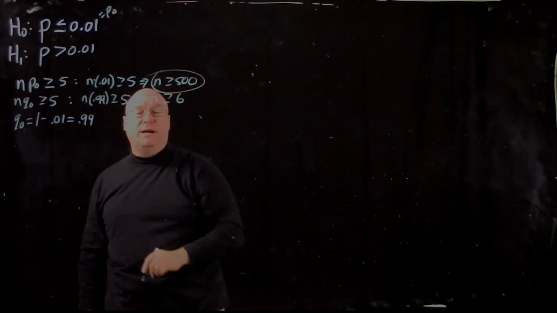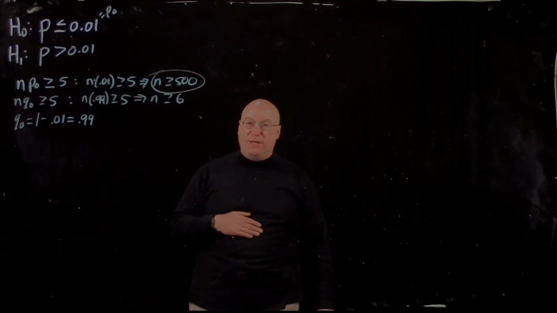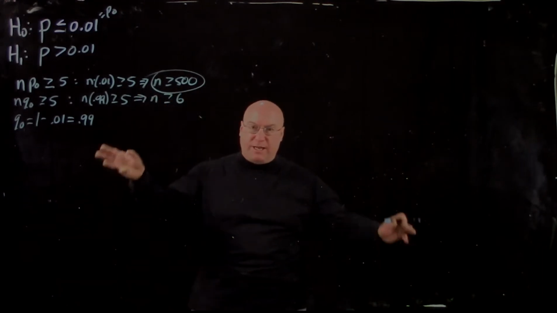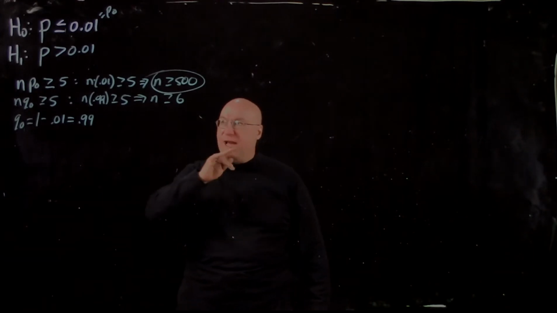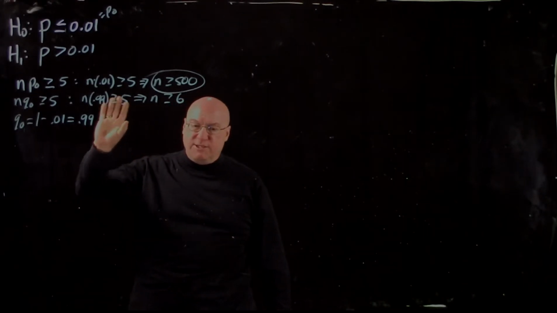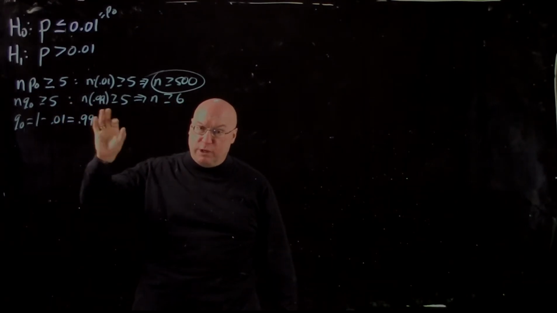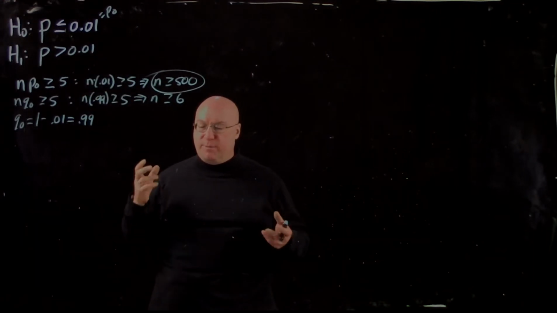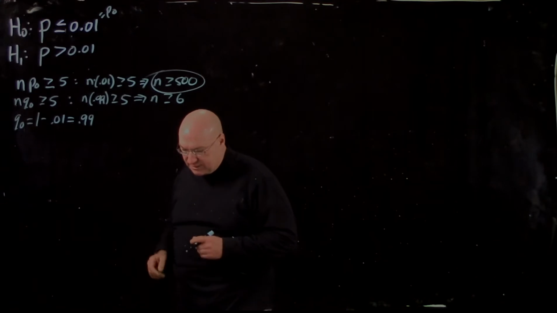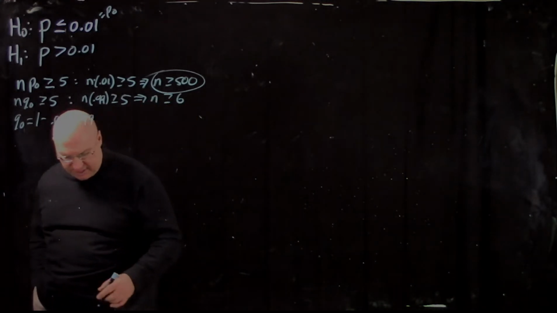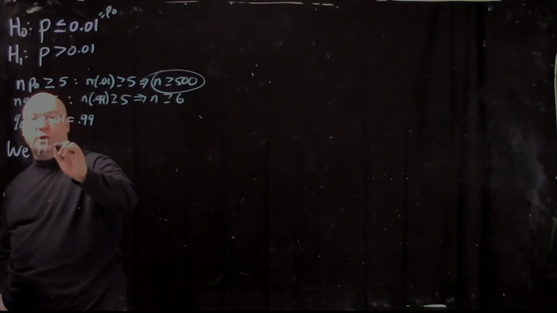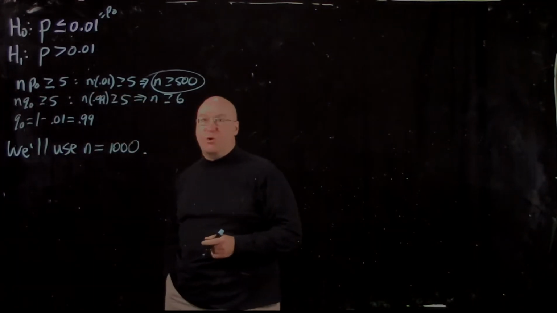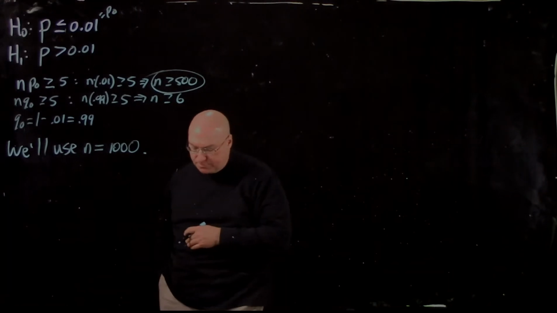So clearly, if I have n bigger than or equal to 500, I've got a big enough sample. That's a pretty big sample, not 30 like before. That has to do with the fact that we're examining a proportion, a probability of success, that's pretty small. It's 1/100th. So we've got to get a big sample to make sure we get enough in there to test that properly. We'll use n equal to 1,000, so we're going to do 1,000 trials. That's bigger than 500, so we're good to go.